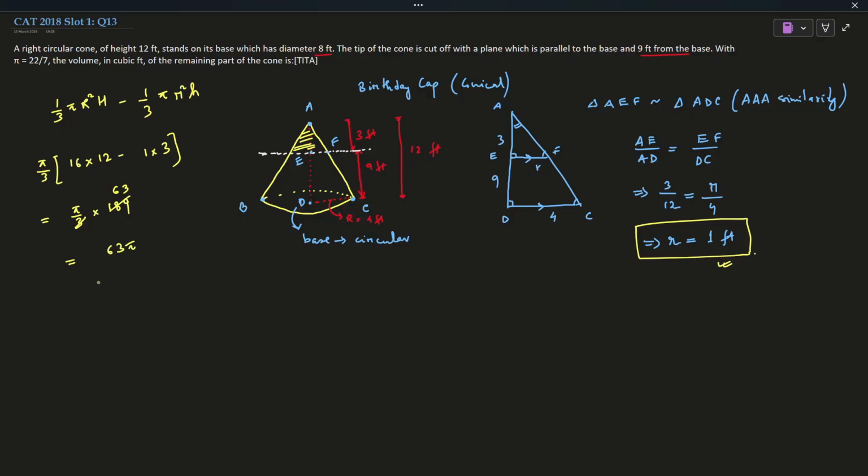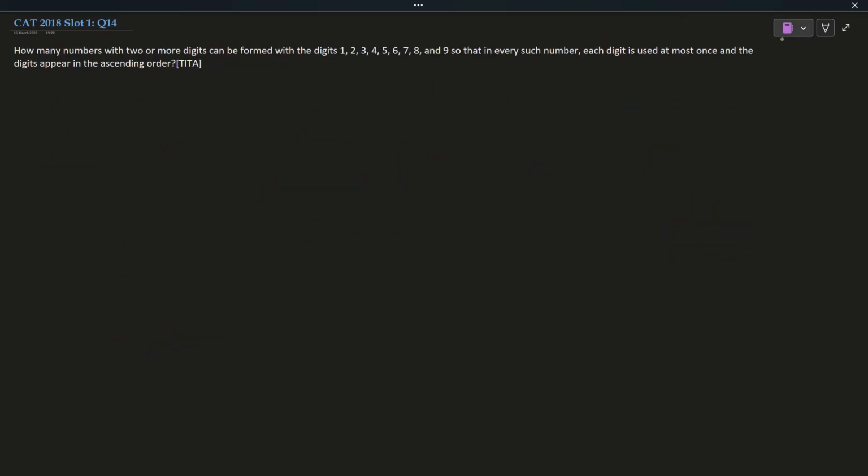which is 63 pi. We are told that pi is equal to 22 by 7. 63 into 22 by 7. 7 into 9 is 63. 9 into 22 is 198. So 198 cubic feet is the correct answer. These are the type-in answers, so you must enter 198 as the correct answer. Alright guys, a very easy question. Let's move on to the next question.